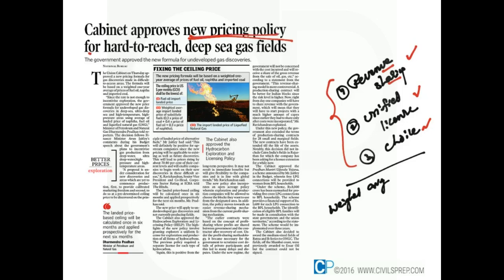Now, the new pricing policy is for the hard to reach, deep gassy fields. Here it is based on an average of three things. What are the three things? One is the imported landed price of fuel, naphtha, and imported coal. The imported average price of these three things will determine the new price.